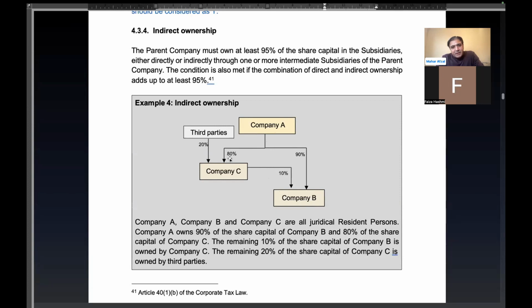So if I am assuming 80% and 10%, multiplying 80% into 10%, it will be 8%. So apparently it looks like 90% plus 8%, a total of 98%. So A looks like it is holding directly or indirectly 98% shares in B. Because 90% they are holding directly and 8% indirectly, 80% into 10%.